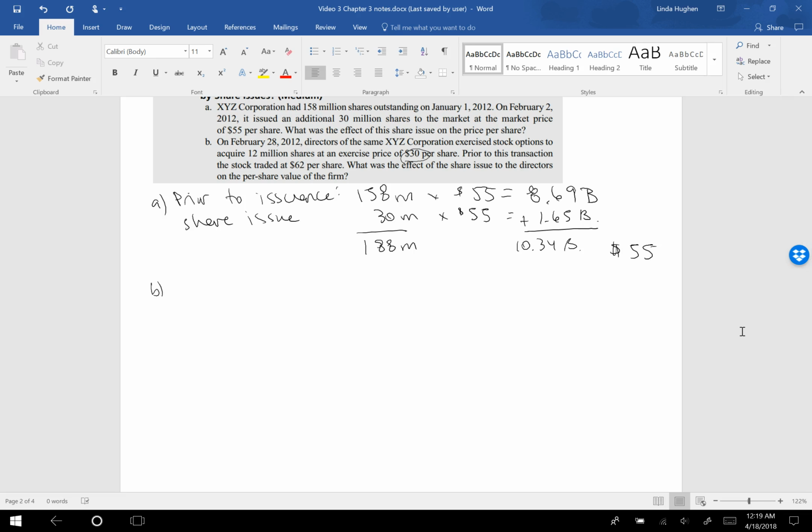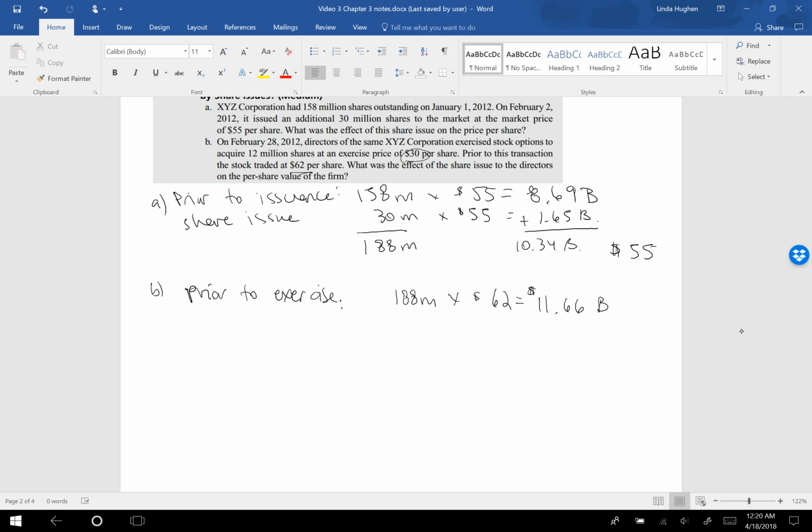We look at the total value of the equity prior to the exercise. So prior to the exercise of the options, there were 188 million shares, not dollars, outstanding, times the stock price we see here of $62 per share, or 11.66 billion.